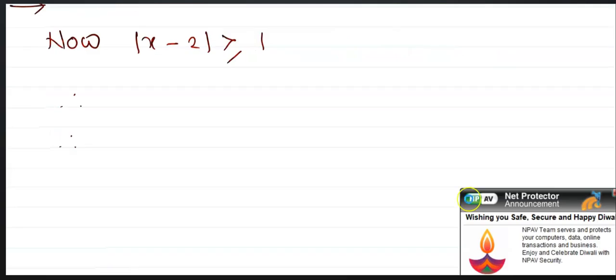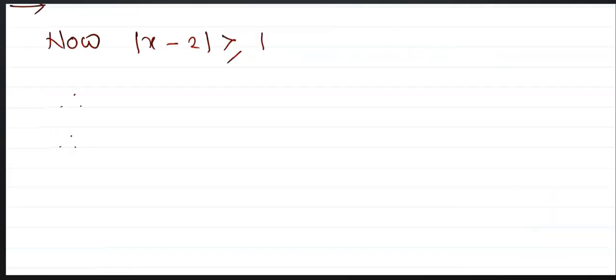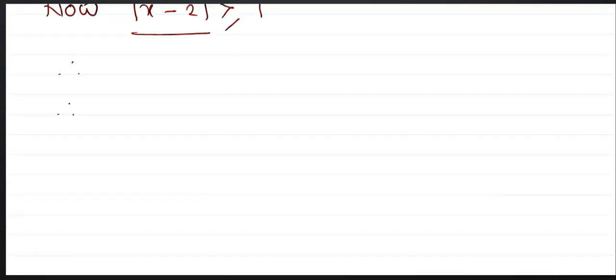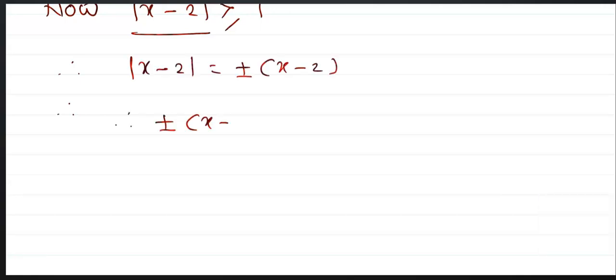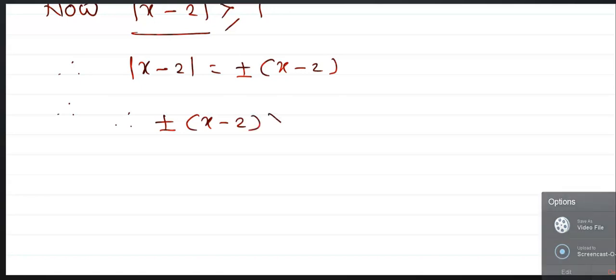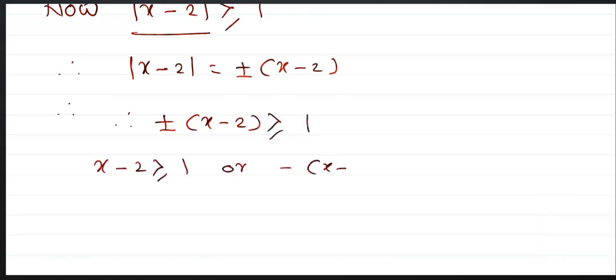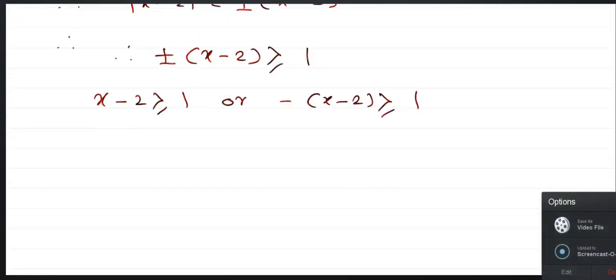Now consider this mod quantity first of all. That is, the mod of x minus 2 is greater than or equal to 1. If you remove the mod sign, you will get plus or minus (x minus 2) greater than or equal to 1. That is, there are two inequalities: x minus 2 is greater than or equal to 1, and minus (x minus 2) is greater than or equal to 1. Using these two, we will solve this.